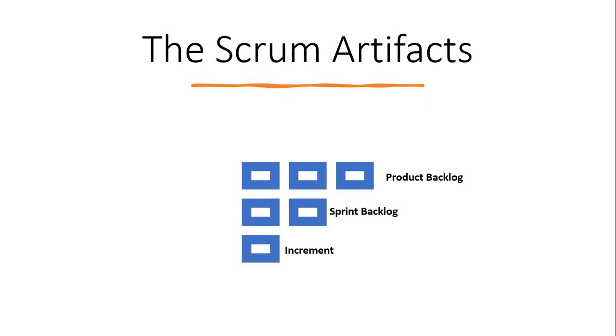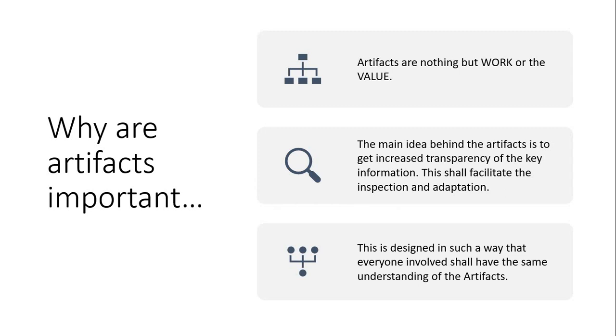There are three Scrum artifacts. It starts with the product backlog, sprint backlog and finally increment. Product backlog, sprint backlog and increment are the artifacts. Well, why do we need these artifacts and why are they important? Artifacts are nothing but the work or the value that you bring to the table. I repeat, artifacts are nothing but the work or the value you bring to the table.